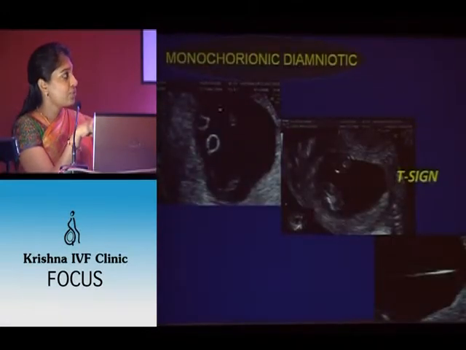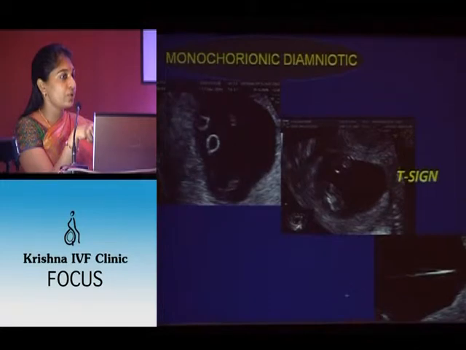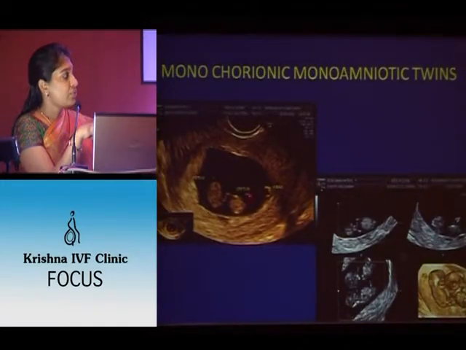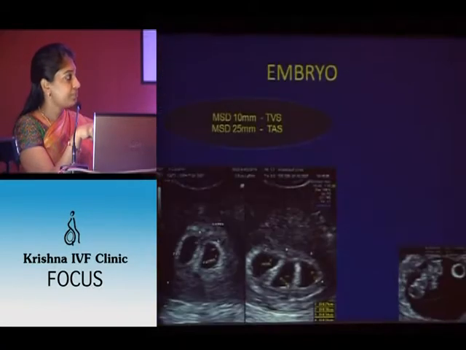Here we can see 2 sacs and 2 amniotic cavities clearly, so dichorionic, diamniotic twins. And this one, monochorionic, diamniotic, you can see the membrane is so thin, and here at the attachment, there is no intervening chorionic tissue. This is a T sign, what we call it. And this is the monochorionic, monoamniotic twins. We can see them close to each other.